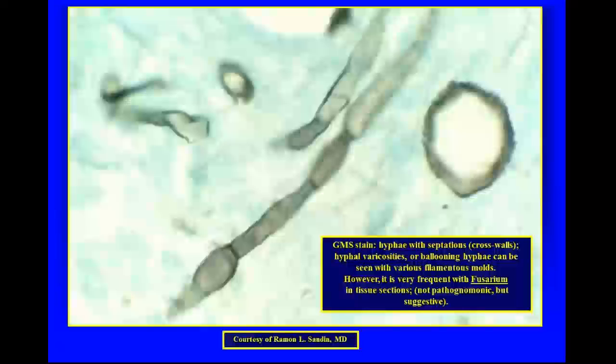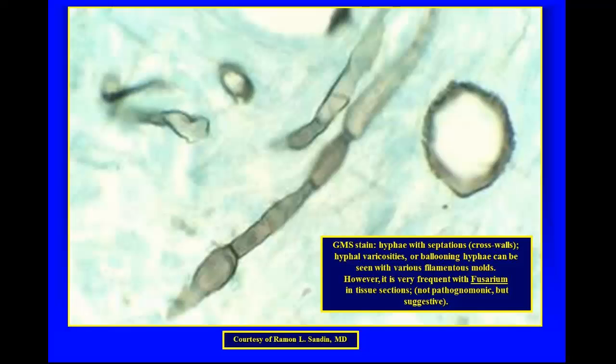This is a section in histopathology of a fungus stained with GMS. And this agent has a lot of septations, which are these crosswalls. I'm also showing you something that we've learned to love in tissue because it is suggestive of an agent. Those are called fungal or hyphal varicosities or ballooning hyphae. They can be seen in many filamentous molds, but Fusarium specifically has it very commonly. Others can have it. So I'm telling you, this is not pathognomonic for Fusarium, but it is very suggestive.